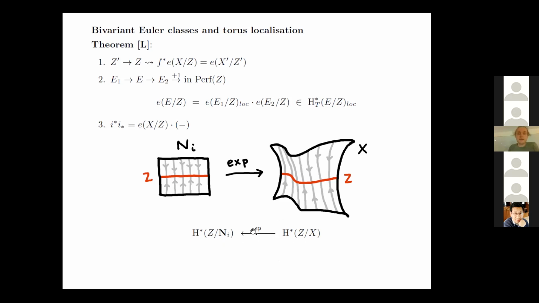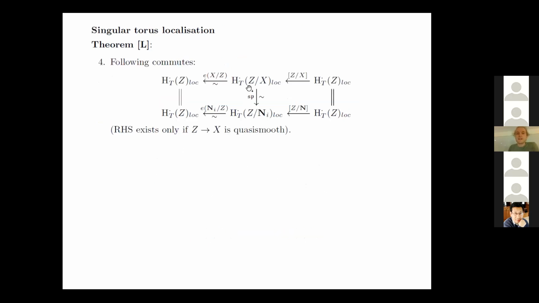Now, in the singular case, you no longer get this. So this map does not exist, but it does exist on the level of localized equivariant cohomology. So this is another example of the fact where localizing sort of kills singular behavior. And I showed that this bivariant Euler class is compatible with this shadow of the exponential map and also fundamental classes.